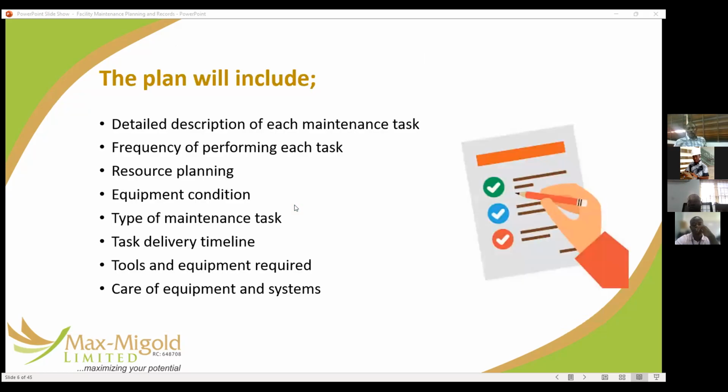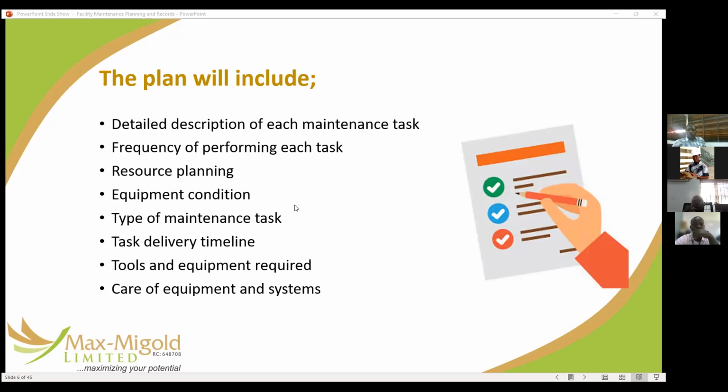So what are your plans? What do your maintenance plans include? One, the detailed description of each of the maintenance tasks. For instance, let's take a bottle cover machine as an example. If I need to perform a maintenance task on that machine, what do I need to carry out? One, if it is a machine that has a conveyor, I need to ensure that the conveyor is aligned. So I'm talking about alignment.